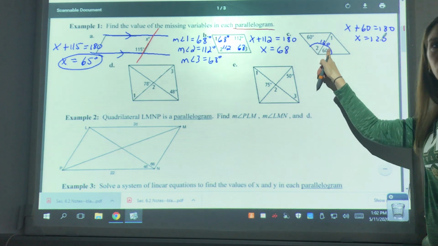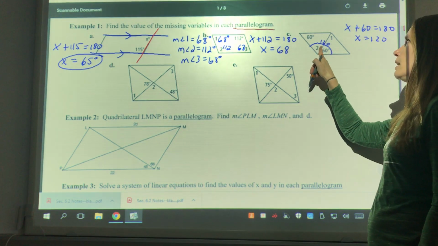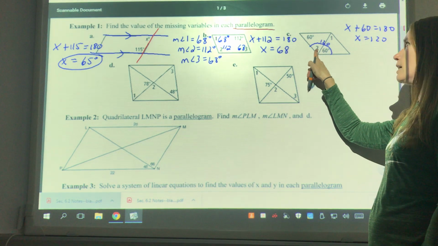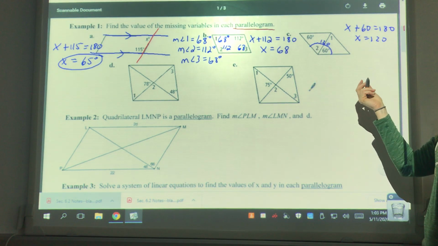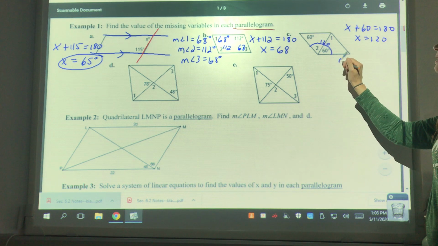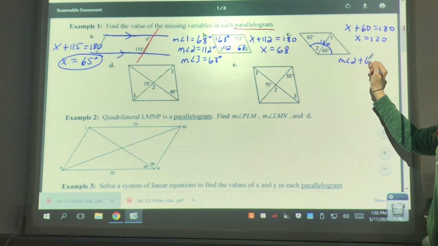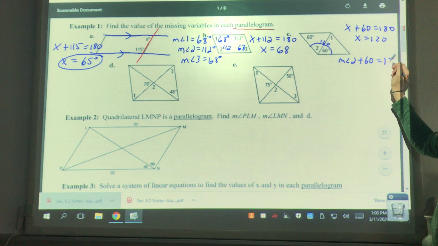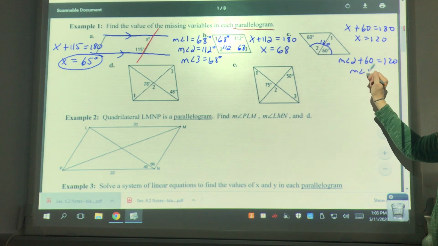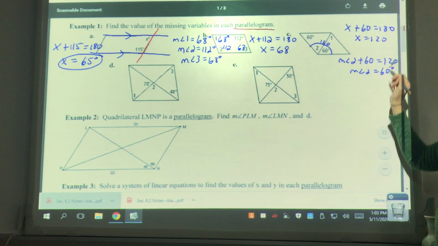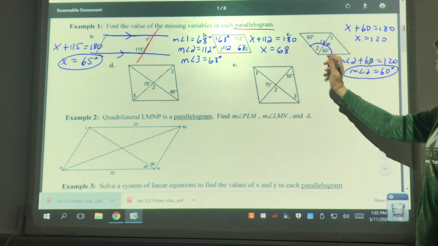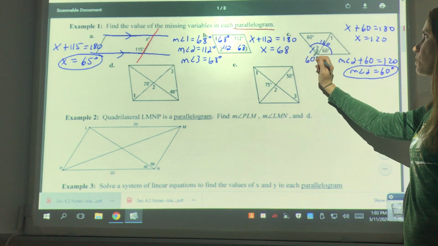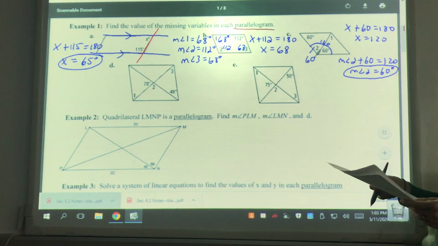Well, if I know that this whole angle is 120, and I know this angle is 60, and I want to know what this angle is, then I know that I can just subtract. I can say measure of angle 2 plus 60 is equal to 120. So I know that measure of angle 2, therefore, must be 60. Okay, and so I needed to find that. If I want to put that in my picture, I can do that right here.